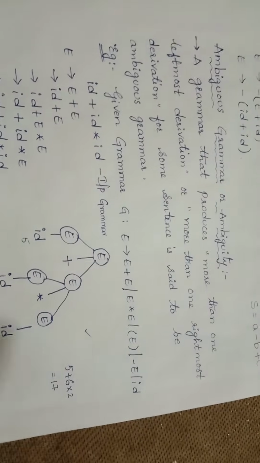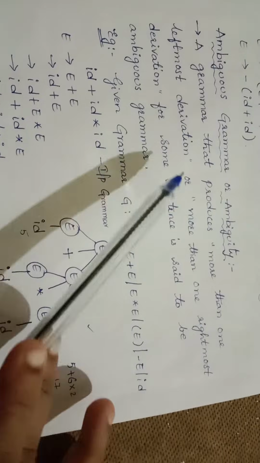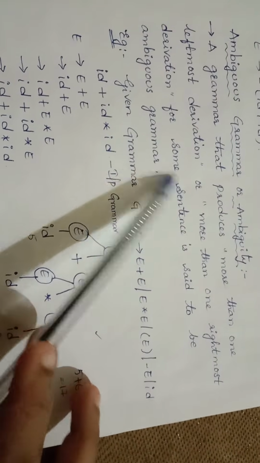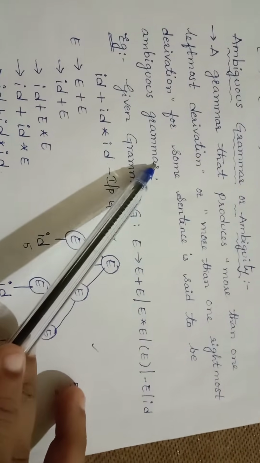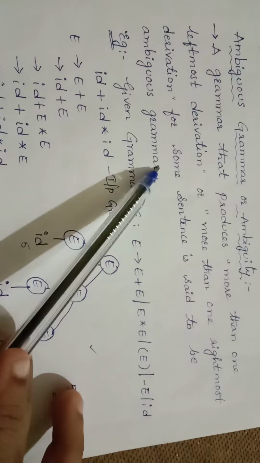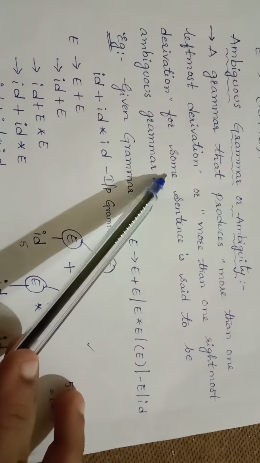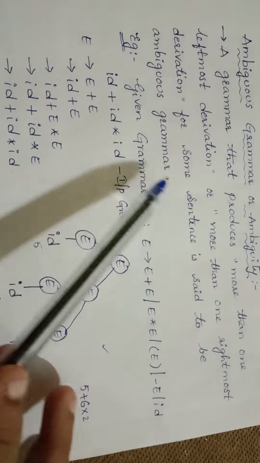Ambiguous grammar, or ambiguity. A grammar that produces more than one leftmost derivation or more than one rightmost derivation for some sentence is called an ambiguous grammar. That is nothing but, if for a particular grammar we can construct more than one parse tree, it is called an ambiguous grammar.